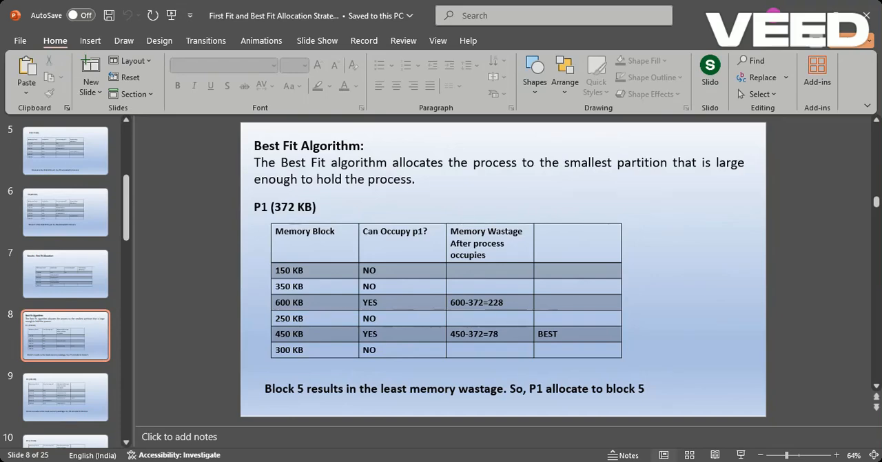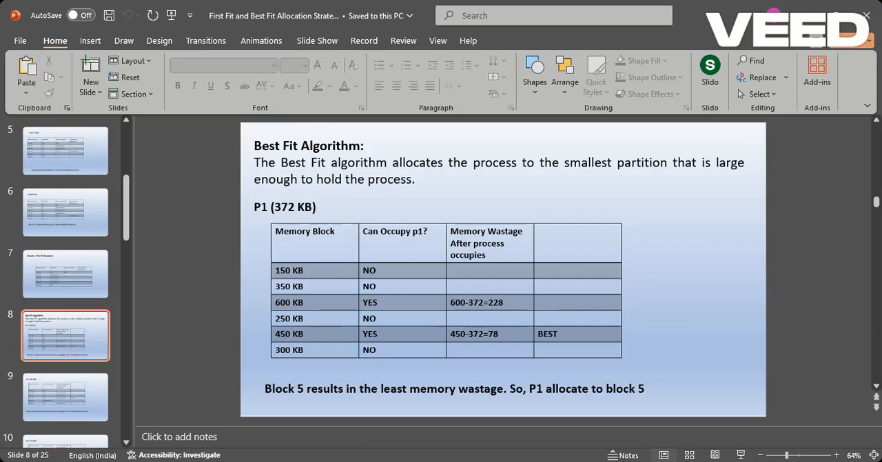150 KB is not enough to store the P1 process. Then we check the second block, 350 KB. It is not enough to store the P1 process. The next space, 600 KB, is enough to store P1. So here we find the memory wastage: 600 minus 372 equals 228.